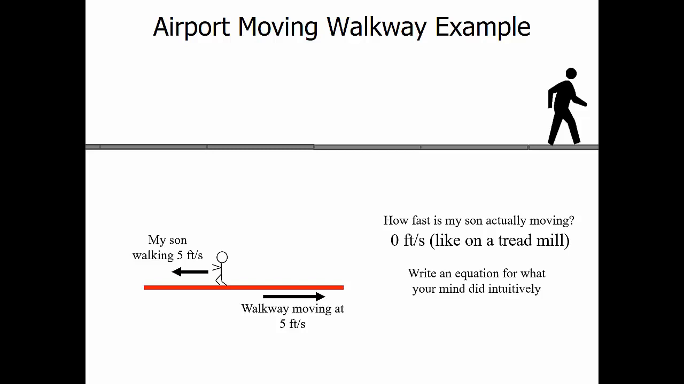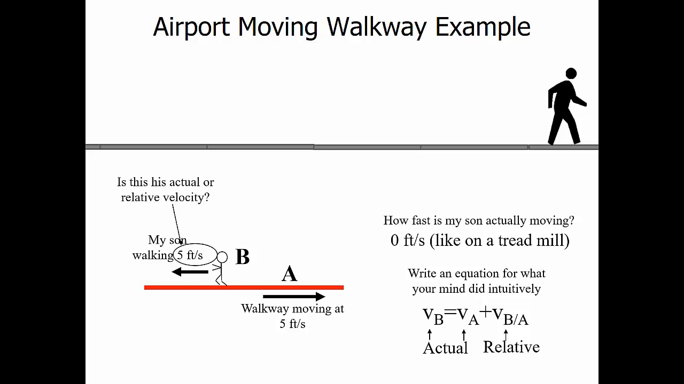So let's write an equation for what we did intuitively in our mind. The walkway is A. My son is B. So my son's actual velocity is equal to the velocity of the walkway, 5 feet per second, plus the velocity of my son relative to the walkway, which is 5 feet per second, but in the negative direction. So it's 5 feet per second minus 5 feet per second, which equals 0. Is this 5 feet per second his actual or relative velocity? This would be his relative velocity, because he's walking 5 feet per second relative to the moving walkway.